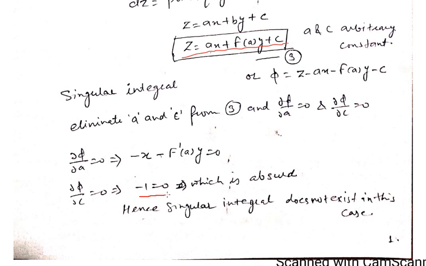Now here we get minus 1 equals 0, which is an absurd result. When we differentiate with respect to c, the first term gives 0, the second term also becomes 0, the third also becomes 0, and the fourth gives us minus 1. It means minus 1 equals 0 from this equation, but this is not true. This is an absurd result. It means in that case, if the given equation is in terms of p and q only, a singular solution will not exist.